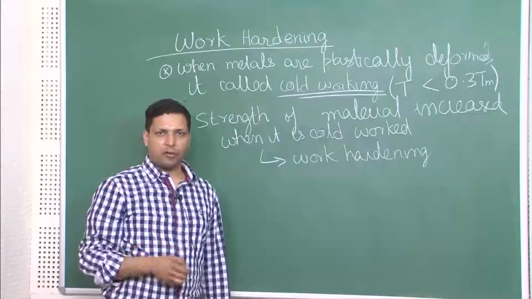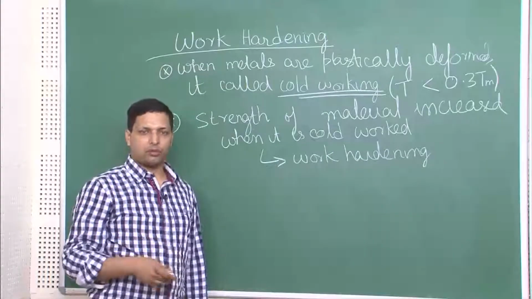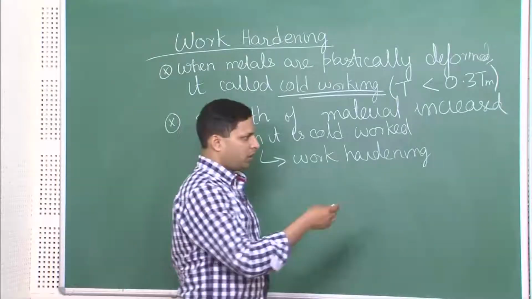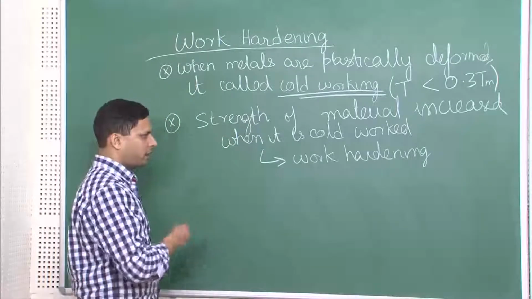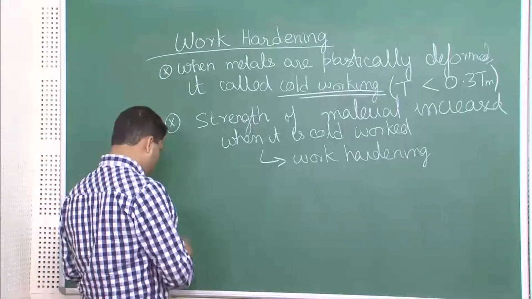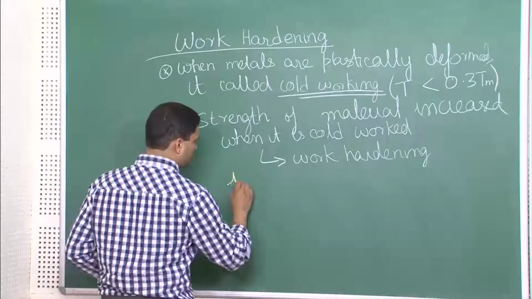So, if you have deformed it to 20%, it has some higher strength. If you deform it to say 40%, it will have even higher strength. Strength meaning, if you do the tensile test, you will get a yield strength value which is higher. So, that is what it means. Now, let us look at it in terms of a plot.